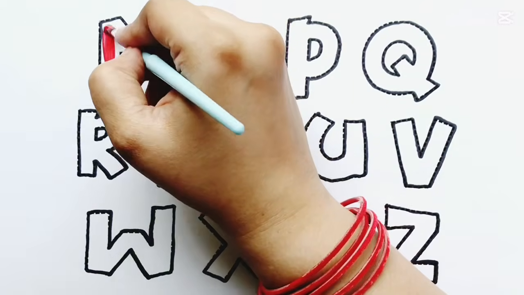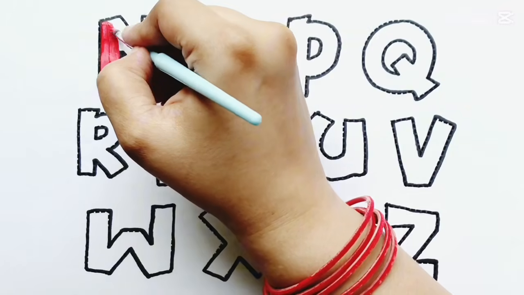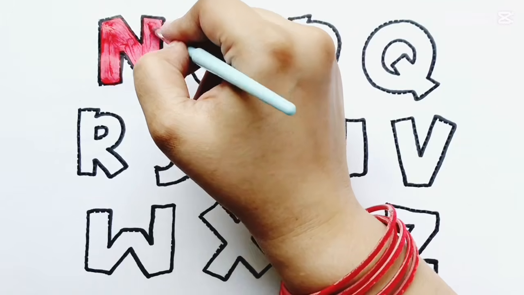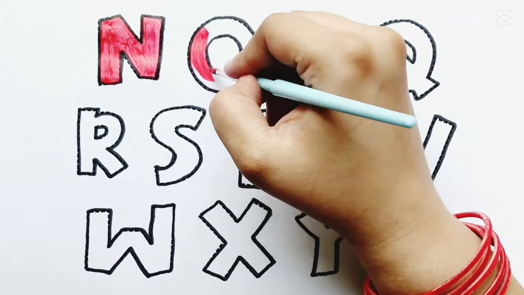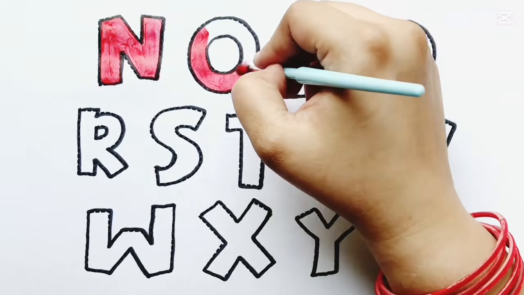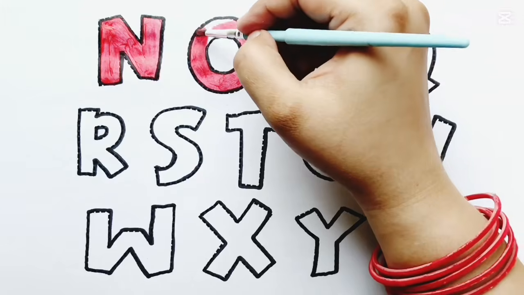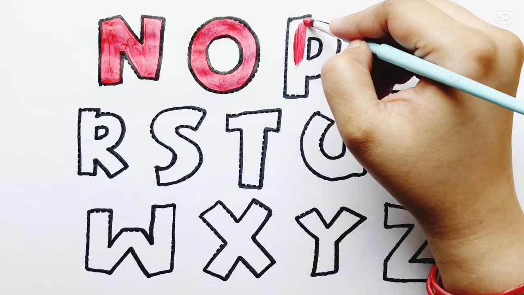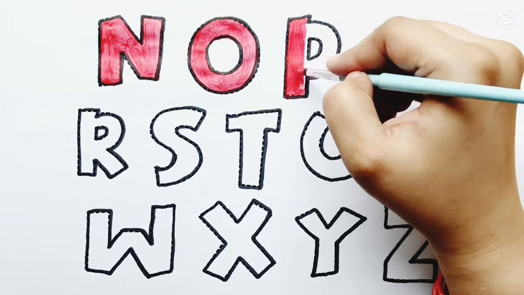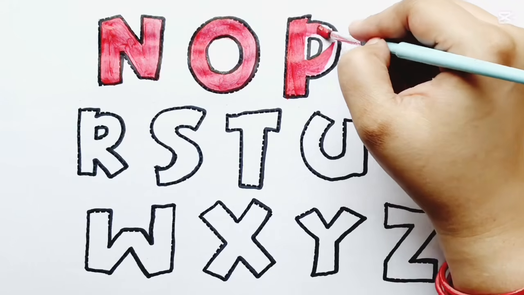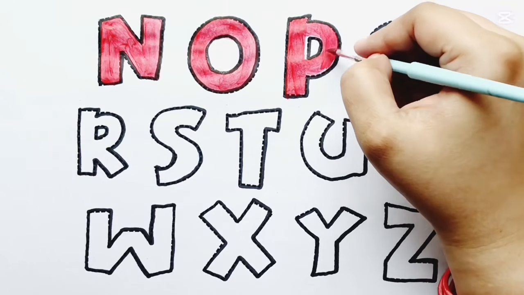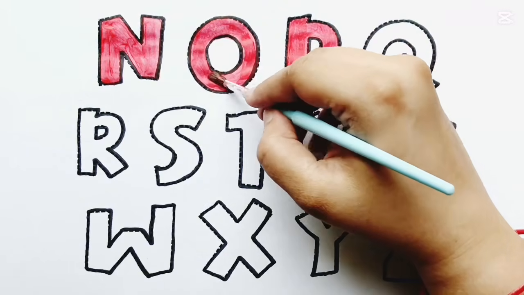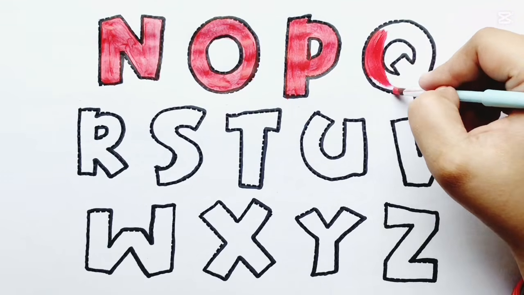Let's paint. Red color. N for nest. O for octopus. P for peacock. Q for coin.